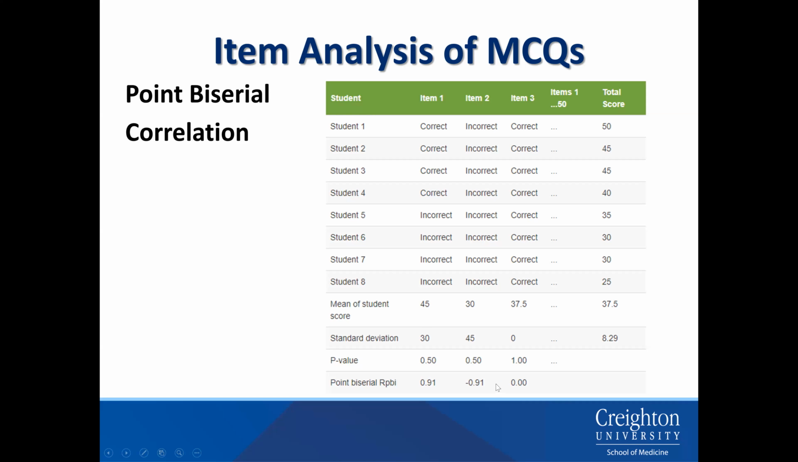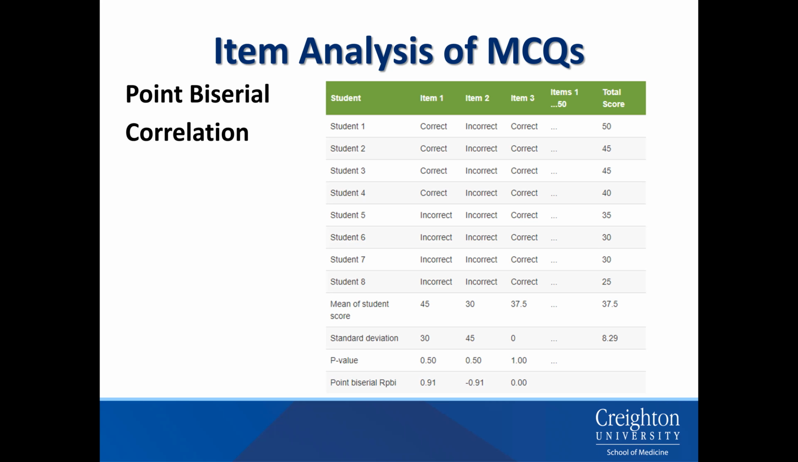And you can see here there are 8 students, 3 items on an assessment. It tells you how the students did on the assessment. Item 3, everybody got it correct. Item 2, everybody got it incorrect. And then item 1, the first 4 people got it correct, last 4 people got it incorrect. And what it does is it takes that information and compares how each of those students did on the whole assessment. And it provides a p-value, and then it provides the point biserial.